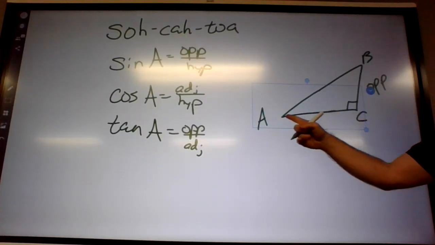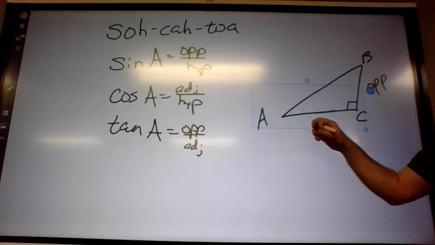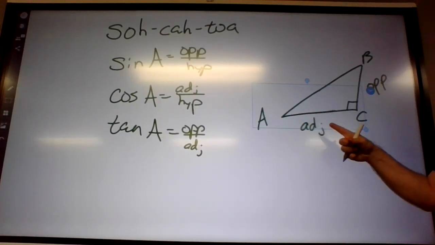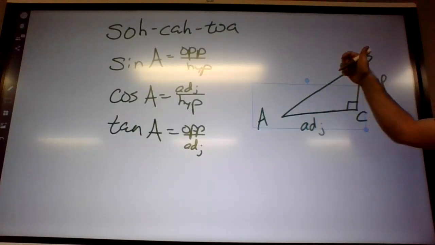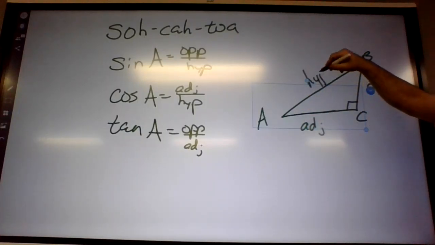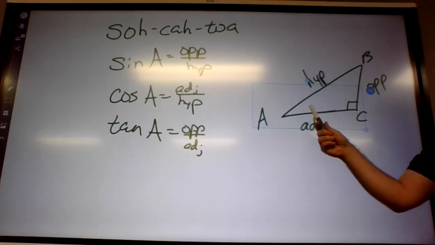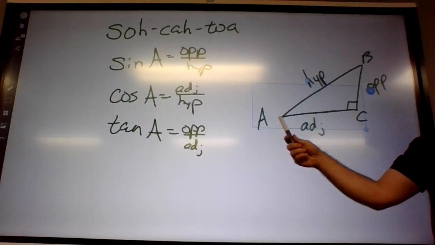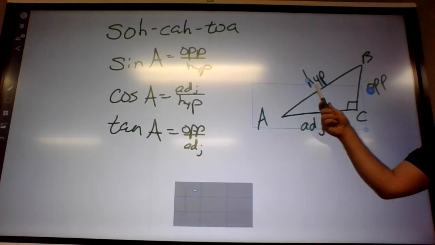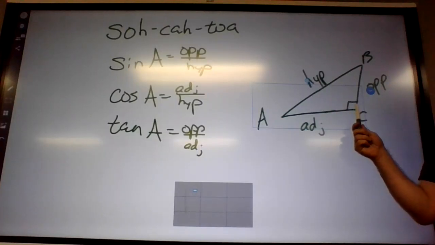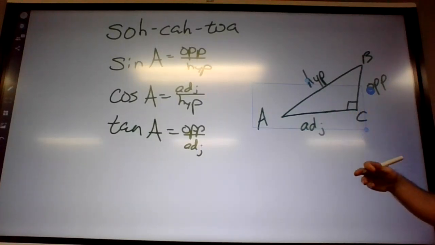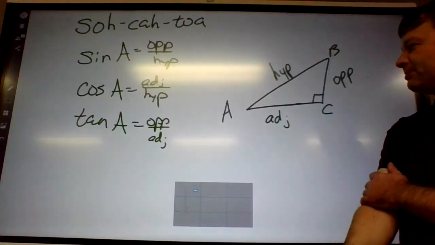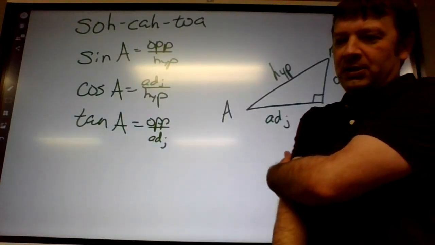What's this side called? Adjacent. AC is adjacent, yes. And then this side is the hypotenuse. Okay, so the hypotenuse and the adjacent side are both adjacent to angle A, but the hypotenuse is always the longest side of the triangle. It's always across from the 90-degree angle. You guys, you remember all this? I'm kind of assuming you probably do.